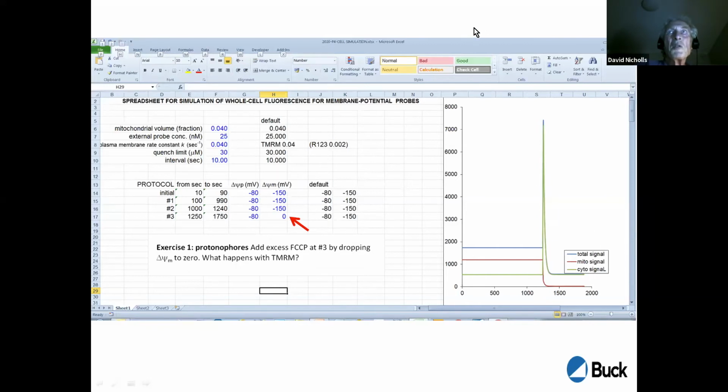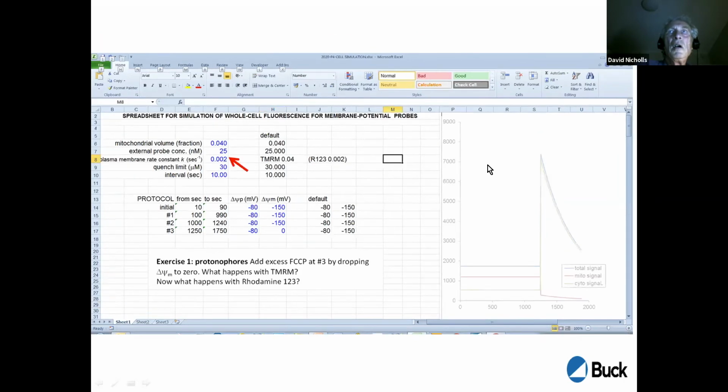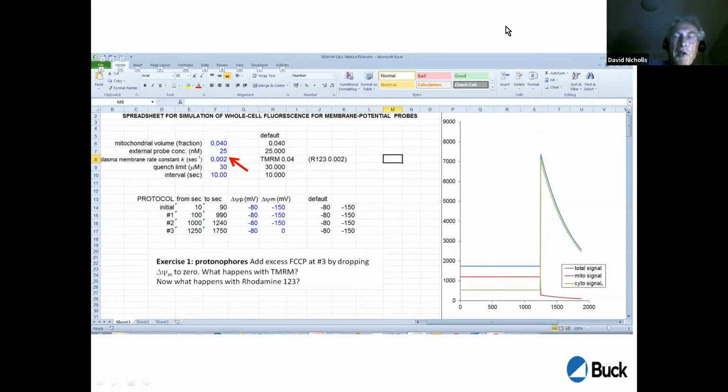So the next experiment was doing the same thing with rhodamine 123. Somebody else, group 7? Why are these two traces so different? Anybody in group 7? Hello, are you receiving me?